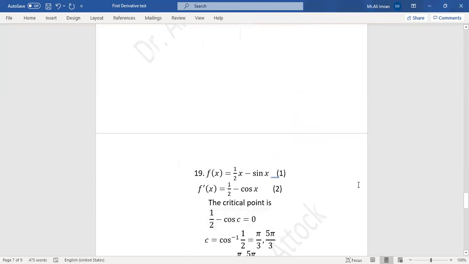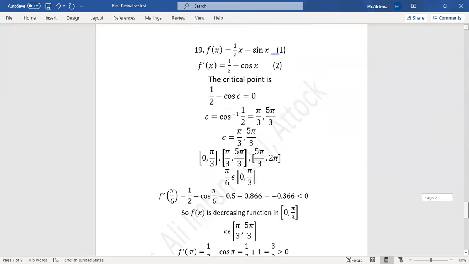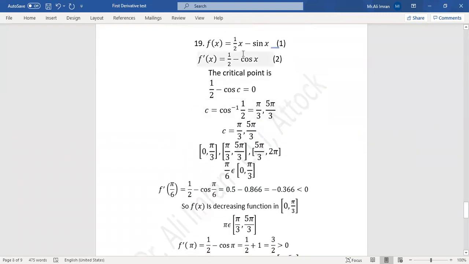Now let's do another question. Question number 19. f of x is equal to 1 by 2 x minus sin x. First of all, we find the derivative, which is equal to 1 by 2 minus cos of x. After this, we will determine the critical points. 1 by 2 minus cos of c is equal to 0. c is equal to cos inverse of 1 by 2, which is equal to pi by 3 and 5 pi by 3.